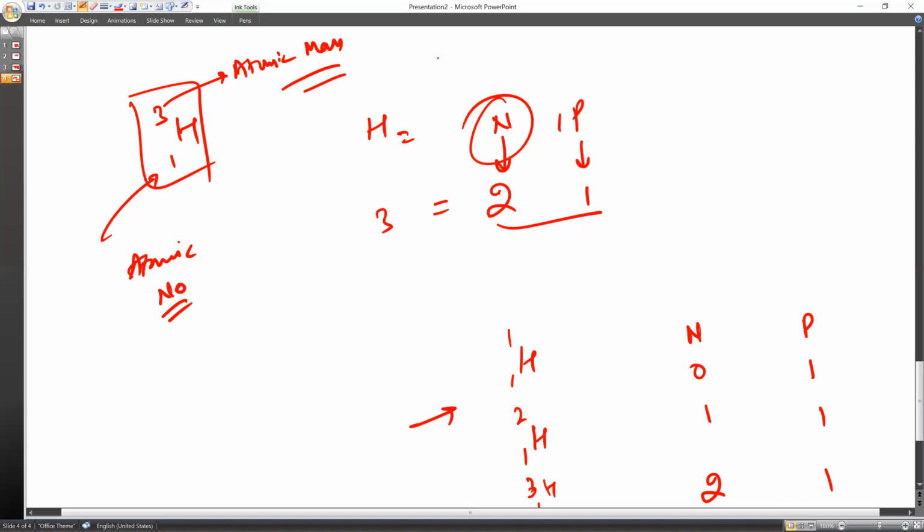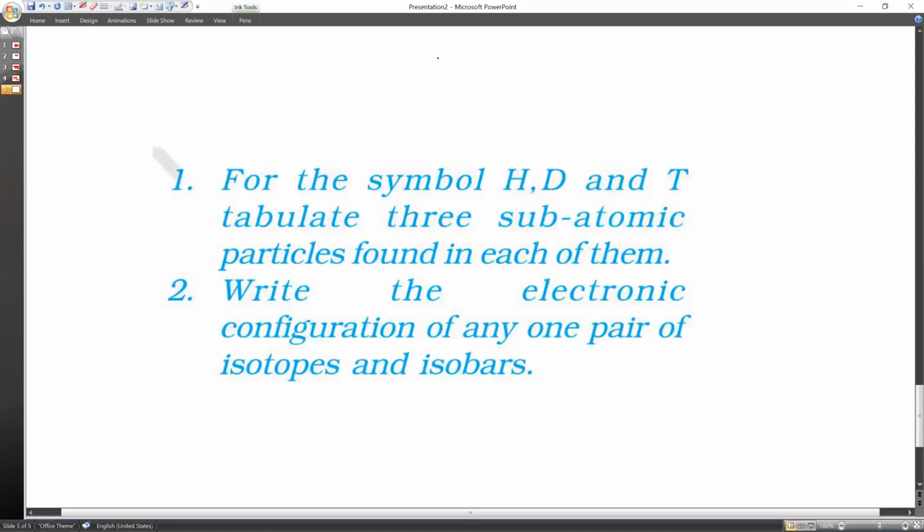Here we have this question. We have the formula for the symbol of H, D, and T. Tabulate their subatomic particles. What is H, D, and T? H is the first isotope of hydrogen. D is deuterium, this is 2 and 1. And T is tritium, that is 1 and 3. These are all the isotopes of hydrogen.